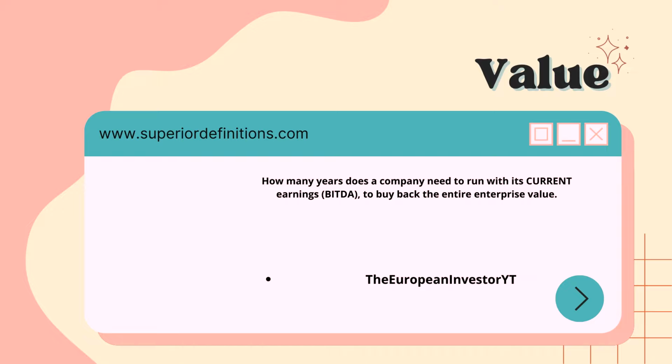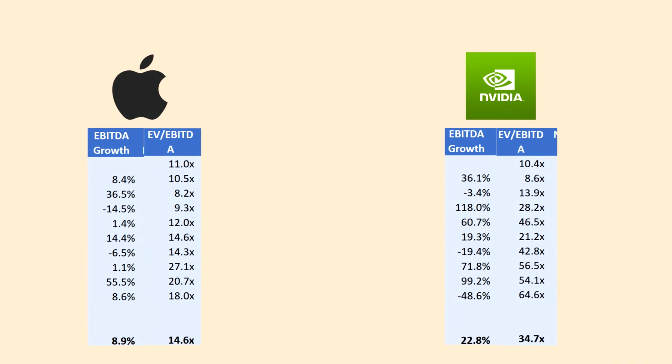Let's take, for example, these two companies. We've got Apple on the left-hand side with an EBITDA growth of 9% and an average multiple for the past 10 years of 15 times. On the right-hand side, we've got Nvidia, which has been growing their earnings by 23% for the past 10 years and is currently trading at around 35 times. Because their earnings are growing a lot faster than Apple's, they are currently trading at a higher multiple, a higher premium, because of the future cash flow that they can expect.